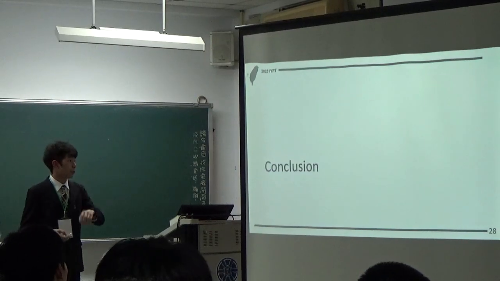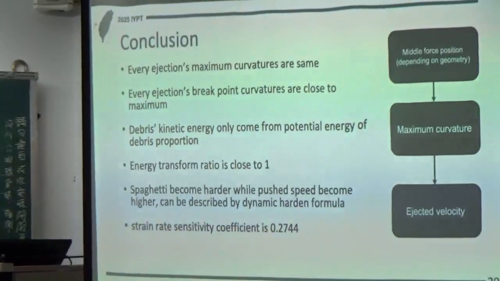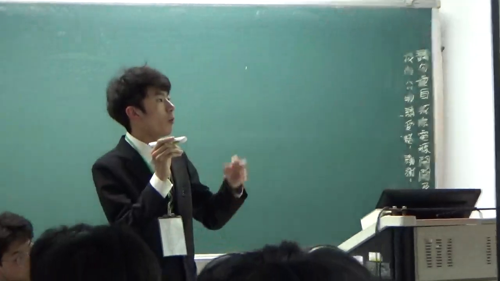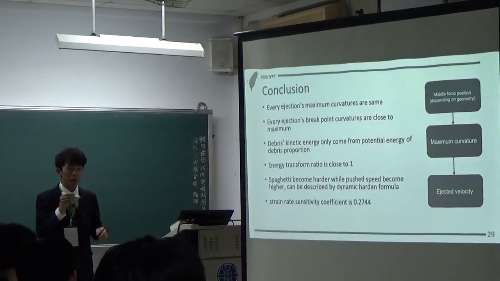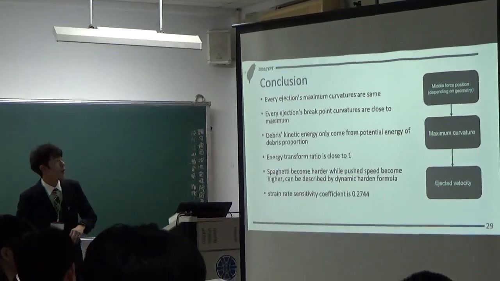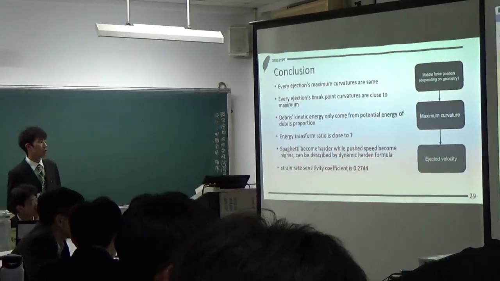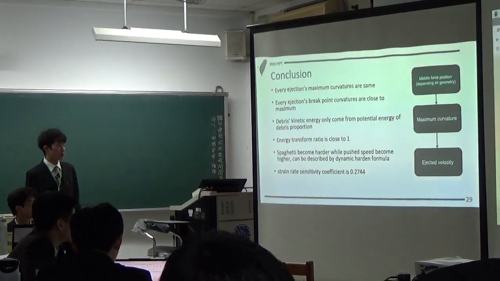So these are our conclusions. In our research, we found that this spaghetti accelerator can be broken into 3 parts. First part is, if we know the middle point position, which depends on the geometry, we can know the maximum curvature. And if we know the maximum curvature, we can know the objective velocity because the energy transfer ratio is absolutely 100%, and we know the energy distribution. So we know that every object's maximum curvature is the same, and every object's breakpoint ratio is close to maximum. We also know that the kinetic energy only comes from the potential energy of the spaghetti, and the energy transfer ratio is close to 1.